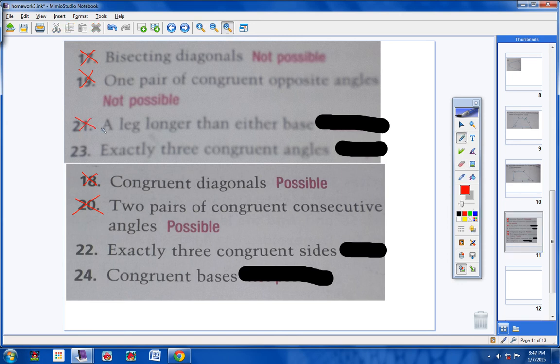Number 22: exactly three congruent sides. That is possible, and let me show you how. Watch carefully.